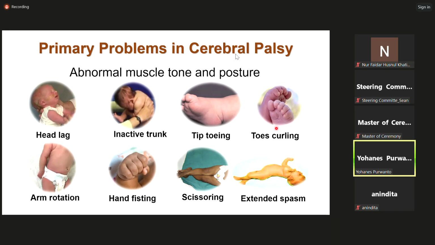And some of the infants show the toe curling. It shows the hypertone in the lower extremity. And in the arms, we can see arm rotation, or this is the hand thrusting, persistent hand thrusting. And sometimes we can notice the scissoring in the legs, and also a total pattern, like extended spasm here. This is the primary problem in cerebral palsy we can see from the infants.